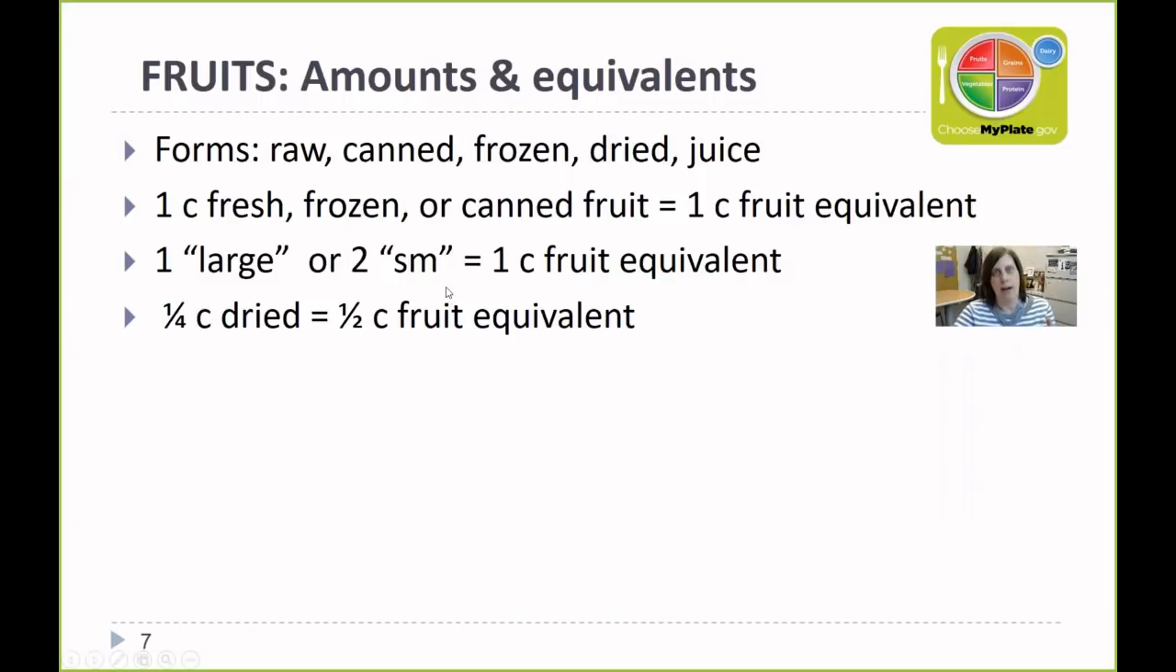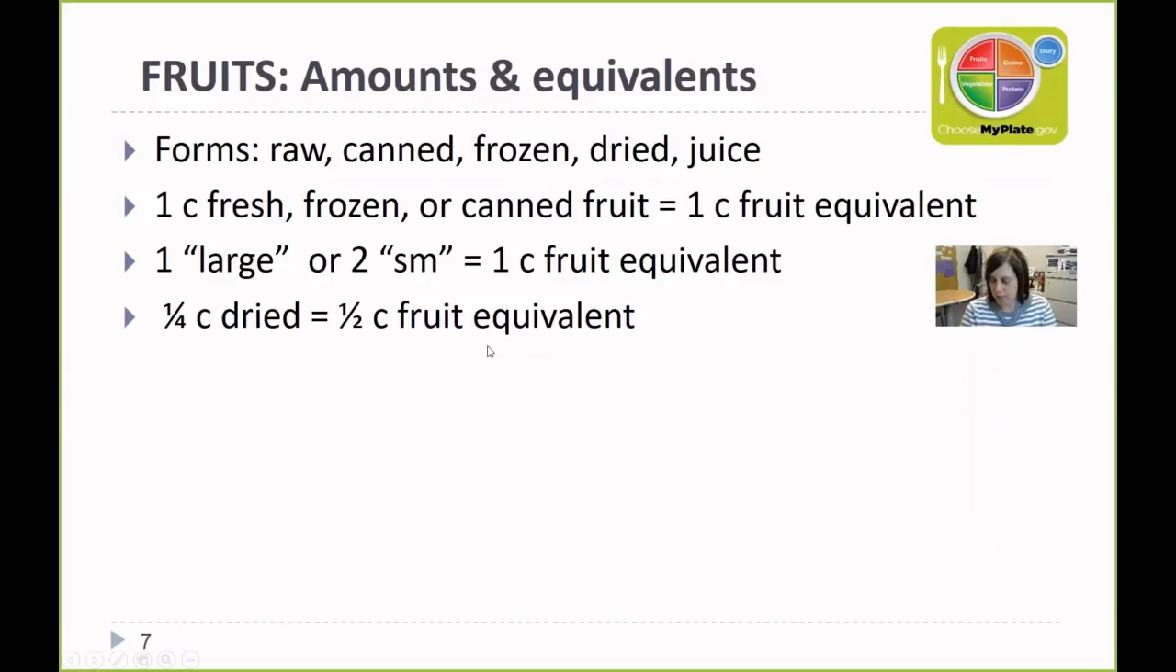What might be a small piece of fruit? You can think about maybe an apricot. If it's a smaller one, that could fit there. A large one might be something like a large apple or orange. What about dried fruit? You've taken the water out, so we don't need to consume as much to have the same equivalent. So 1/4 cup of dried fruit is actually a half cup of fruit equivalent.